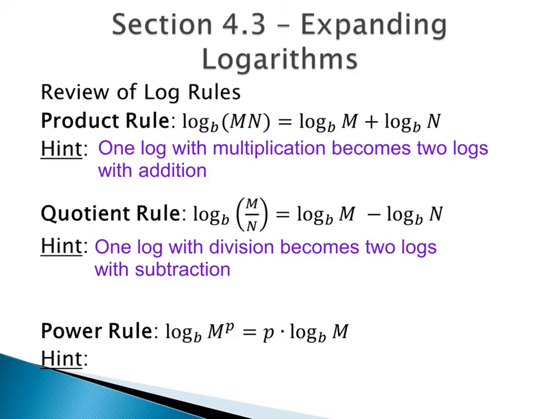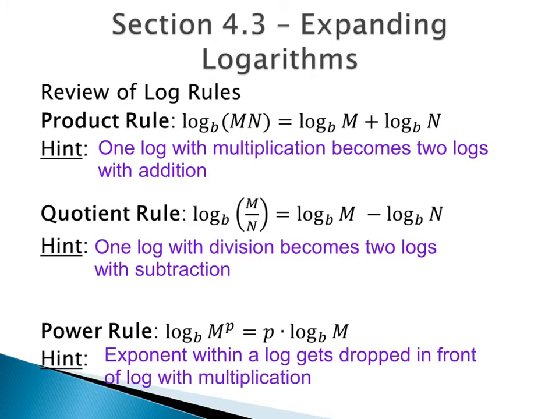Finally, our power rule, if we have log base b of m raised to the p, we can rewrite this as p times log base b of m. Here I like to think of this as, if we have an exponent within a log, the power rule drops that exponent down in front with multiplication. So it just gets dropped down in front.